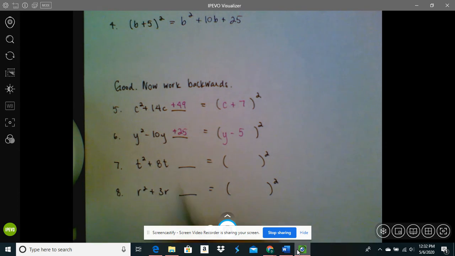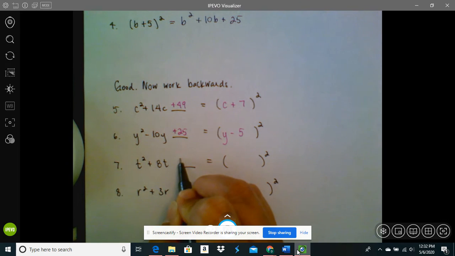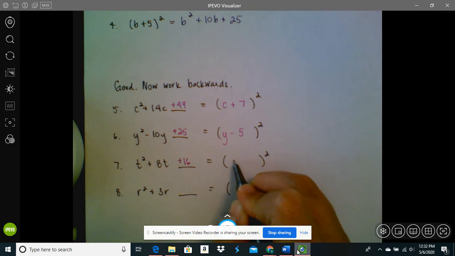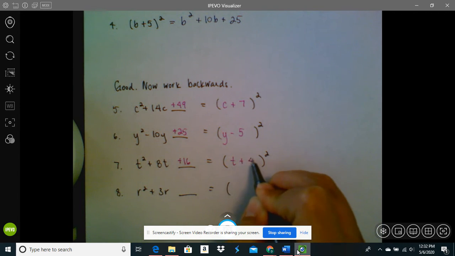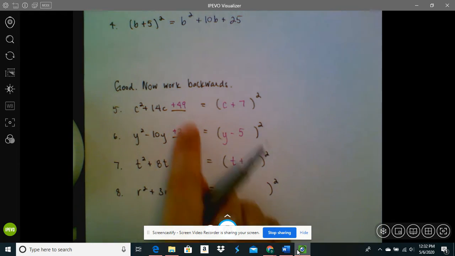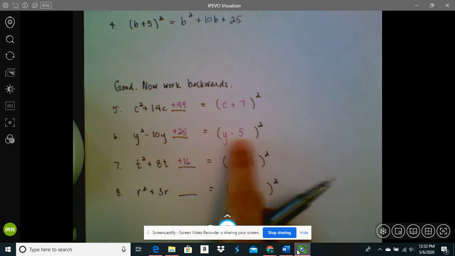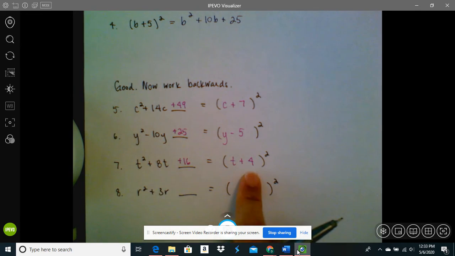What happens? This is 4 plus 4, so we would make this 4 times 4. And this is really t plus 4. Notice, square root of 49 is 7. Half of 14 is 7. Square root of 25 is 5. Half of 10 is 5. Square root of 16 is 4. Half of 8 is 4.